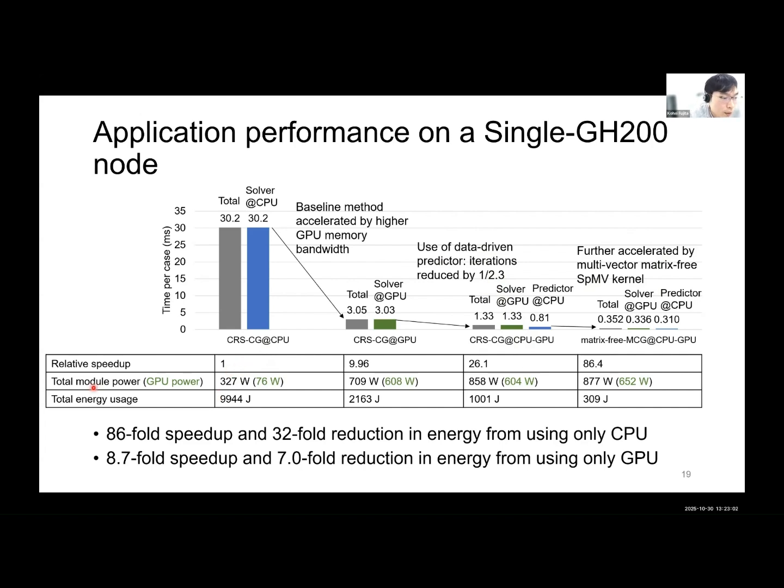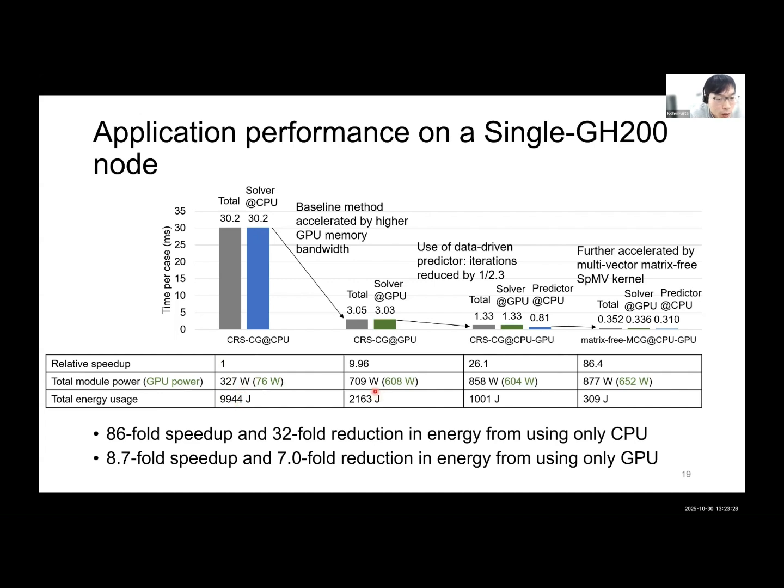Also, this is showing the power used. So this total module power means this is the power of the whole node, including the CPU and GPU. And the green part is showing the GPU power. So here, we only use the CPU, so the GPU is idle and about 300 watts is used. If we multiply the time by the watts, we get the total energy usage.